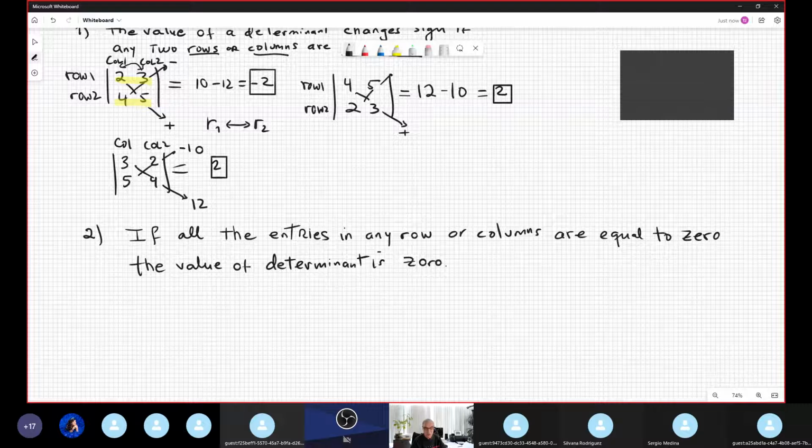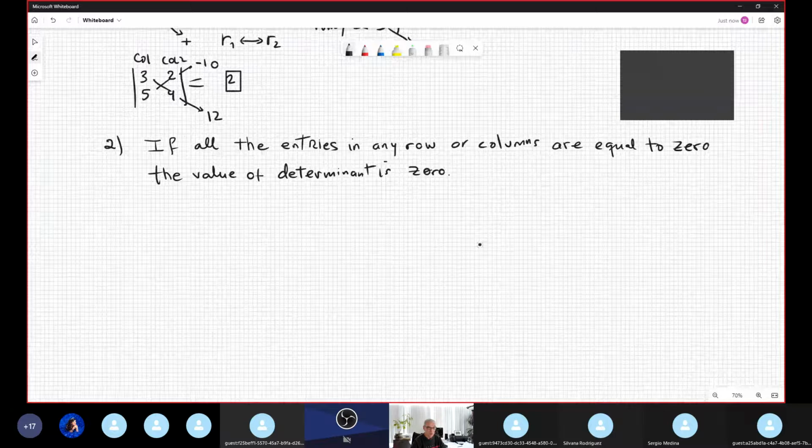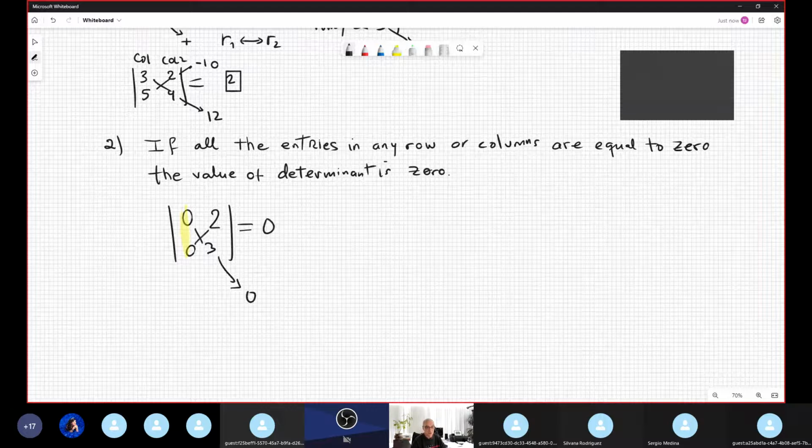Suppose, to understand this, that I have a 2 by 2 determinant, which is easy to understand: 0, 2, 0, 3. You see, the first column is full of 0. Using the property, I don't need to do anything, it's 0. Because 3 times 0 is 0, minus 2 times 0. The answer is 0. This is obvious.